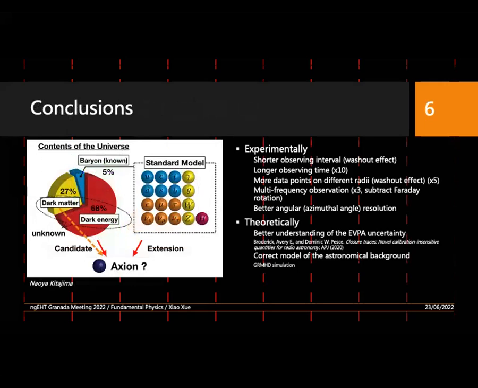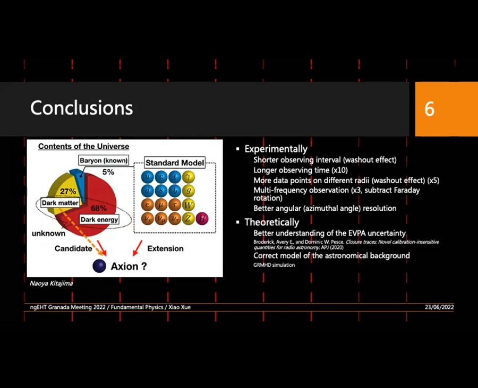So here, at last, I come to conclusions. Before that, I want to make more comments on the axion search using the ngEHT data. So here you see in the square dashed area are the standard model particles. It includes quarks, which are the blue ones, the orange ones are the leptons, and the yellow ones are the gauge bosons. And the last one is the Higgs. So the particle physicists know it very well.